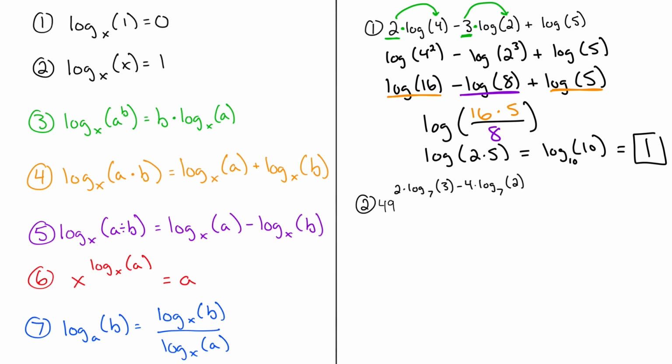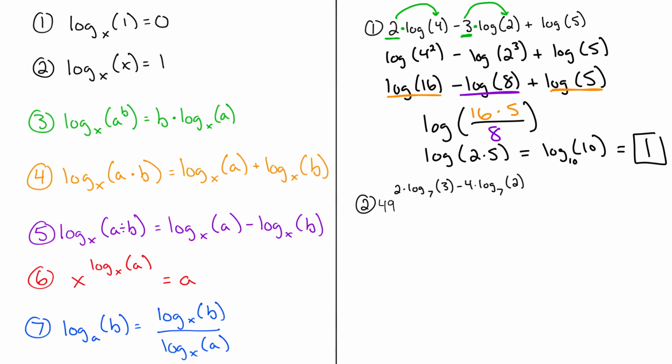And problem number 2, I know just by looking at that, I am going to have to use property 6. I know that because I have an exponent that has a logarithm in it. Property 6 is the only property that tackles that. However, there's a little bit of a snafu, which we'll solve later. The snafu is, property 6 says the base of the exponential has to equal the base of the logarithm. This is a 49. This is a 7. That's kind of a problem. We'll deal with that later.